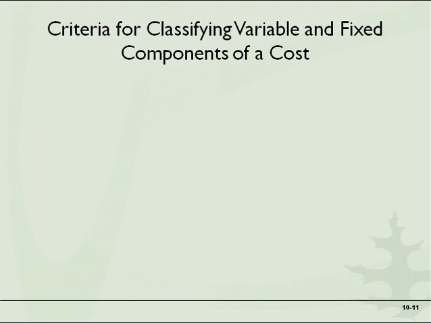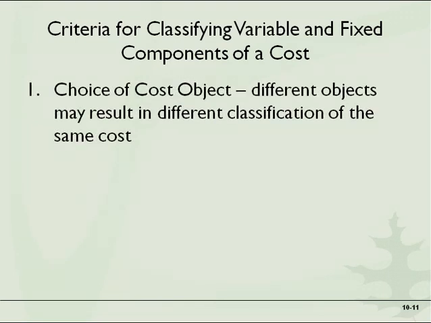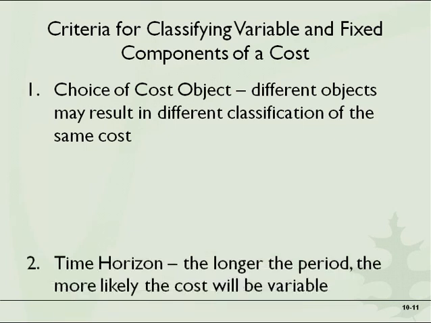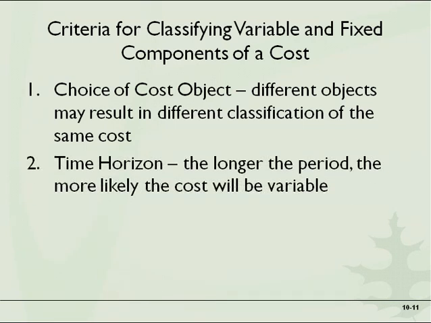Alright, so let's talk a little bit about how we would classify variable and fixed costs. First we need to consider the choice of the cost object. Different cost objects may result in different classifications of the same cost. The second aspect we need to think about is the time horizon. The longer the period, the more likely cost will be variable. Another way of saying that is in very short time horizons, there's very little we can do to change cost.